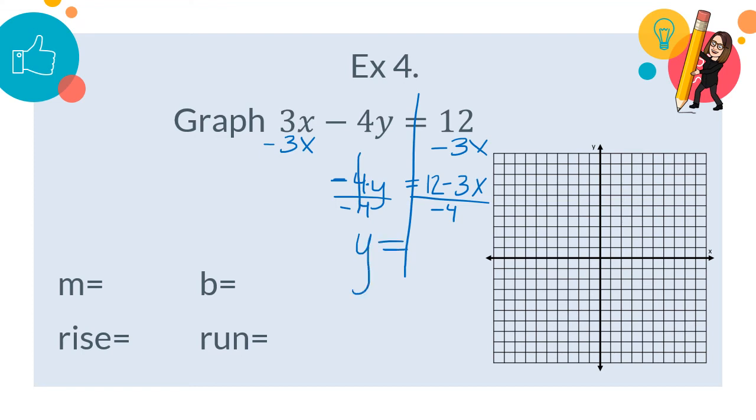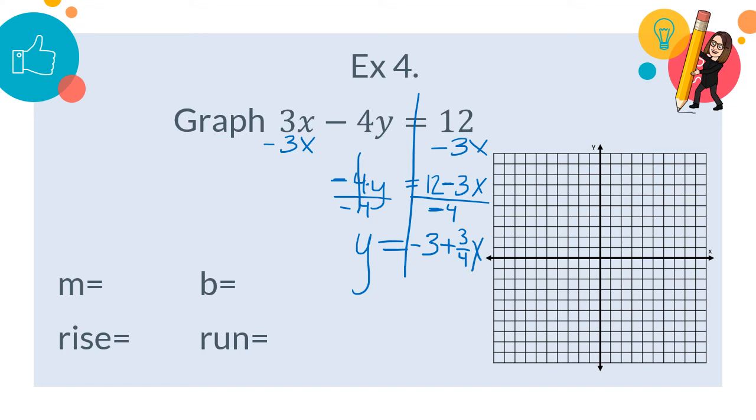12 divided by negative 4 is negative 3. Negative divided by negative is positive. 3 over 4 doesn't divide, so leave it. 3 over 4, followed by your remaining x.